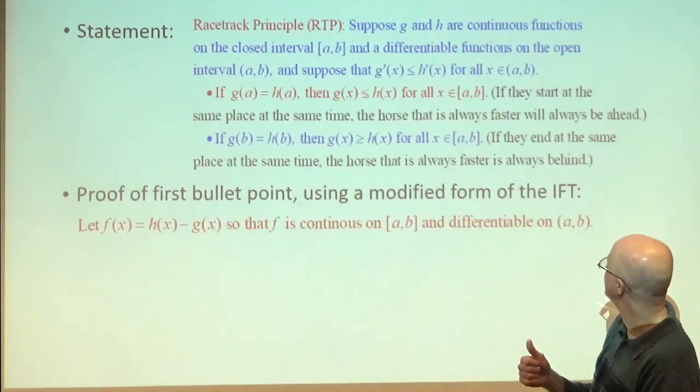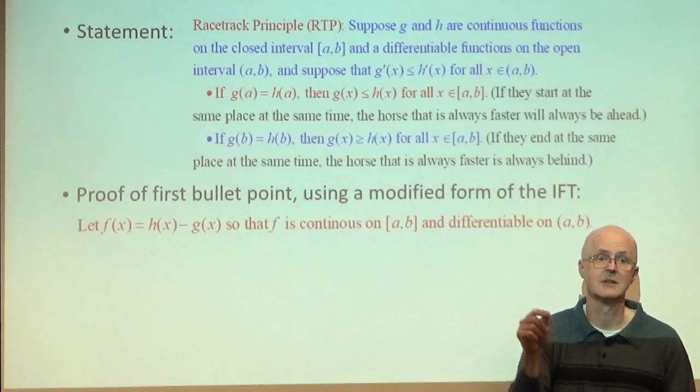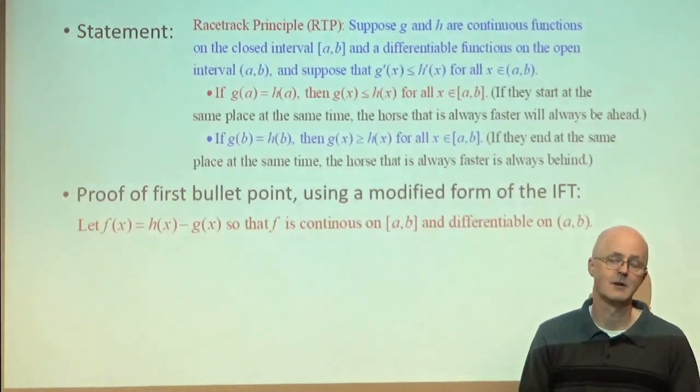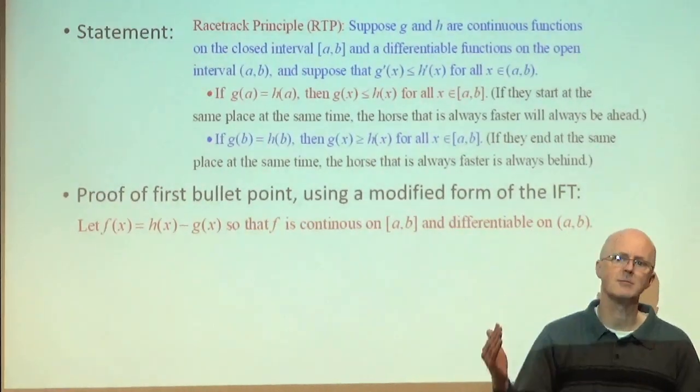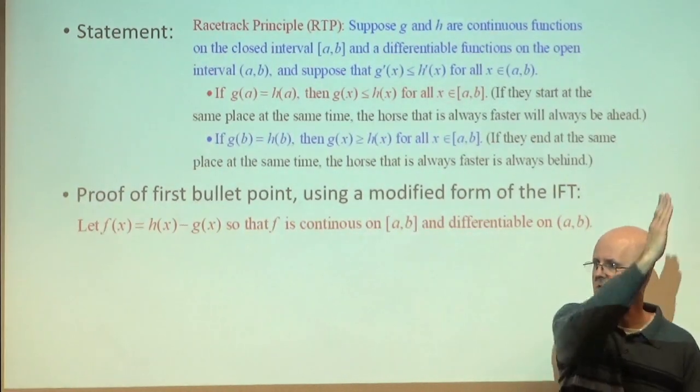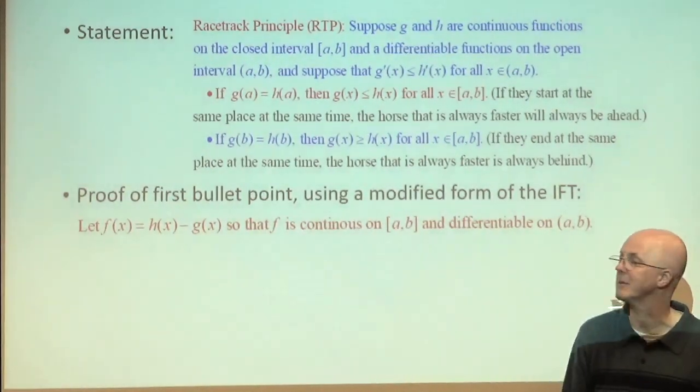This is a slightly modified form of the IFT because I'm not going to show f prime is strictly positive, just greater than or equal to 0. Which means the graph of that won't necessarily be strictly increasing. It could be constant for a while, for example, then go up again. Or even it could be constant the whole time. That could happen.